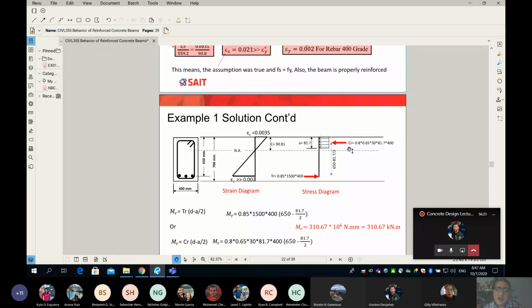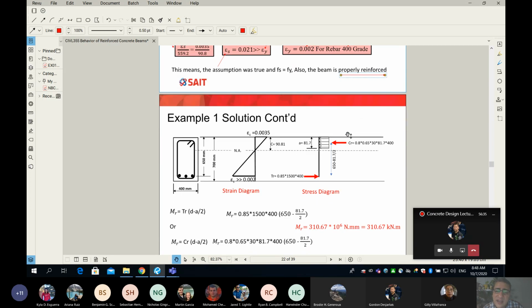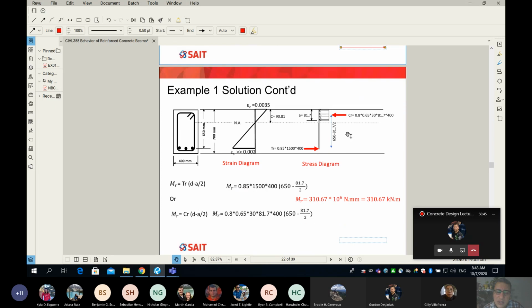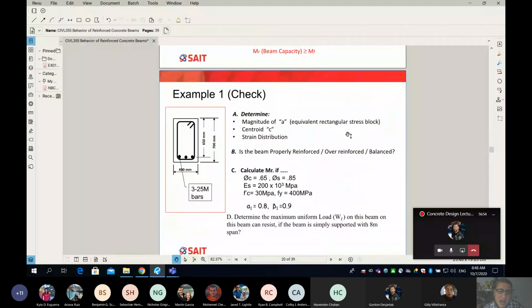Next, after I found out my beam is tension failure, it is properly reinforced. So I know based on what I have done that my beam is properly reinforced. Can I find the capacity of my beam? When I say capacity, it means how much is my M sub R. M sub R is called the moment of resistance, or in plain English, the capacity of the beam. Can we find the moment of resistance for this beam?